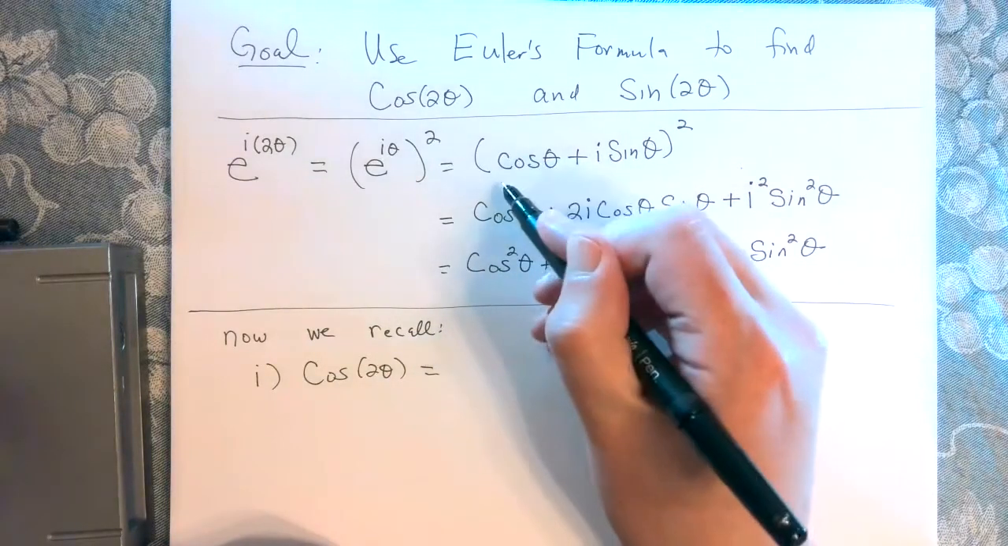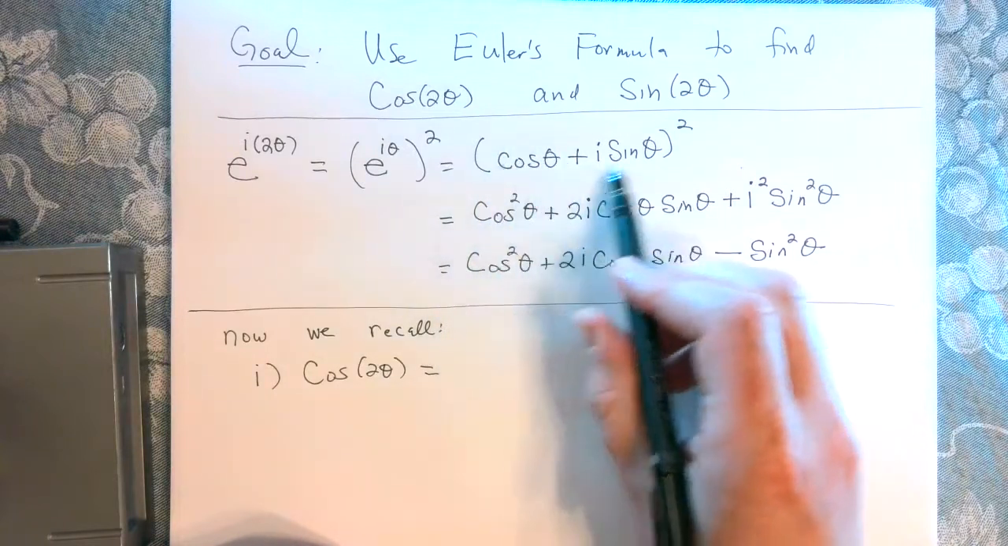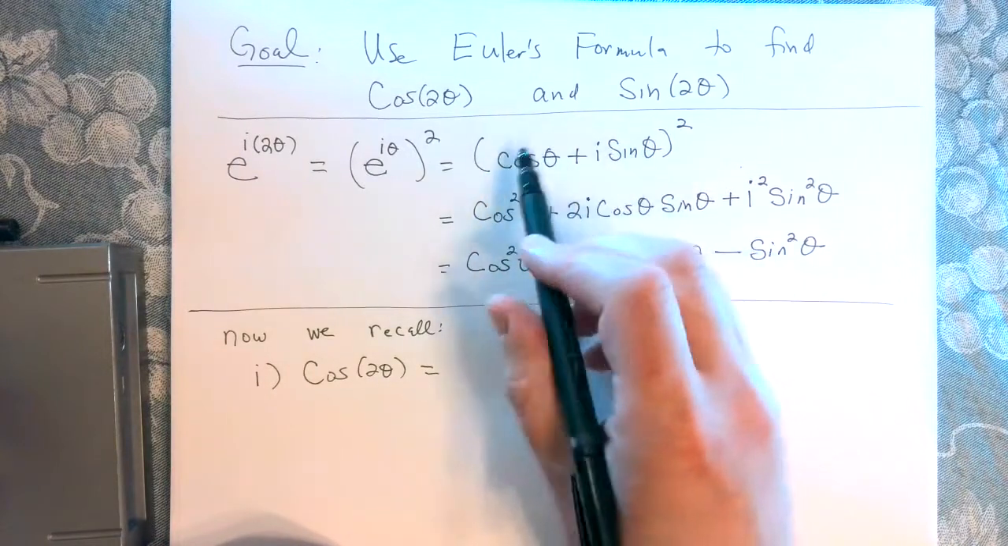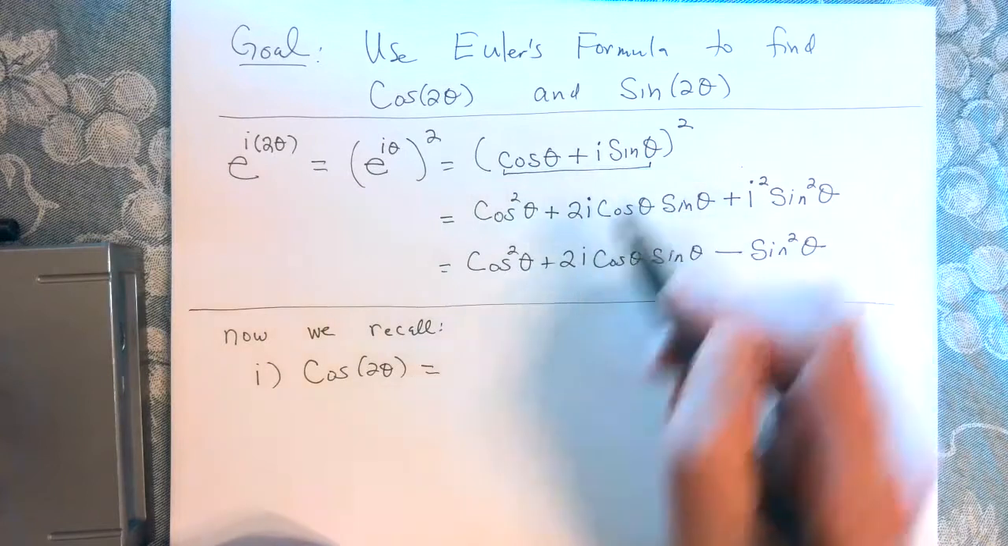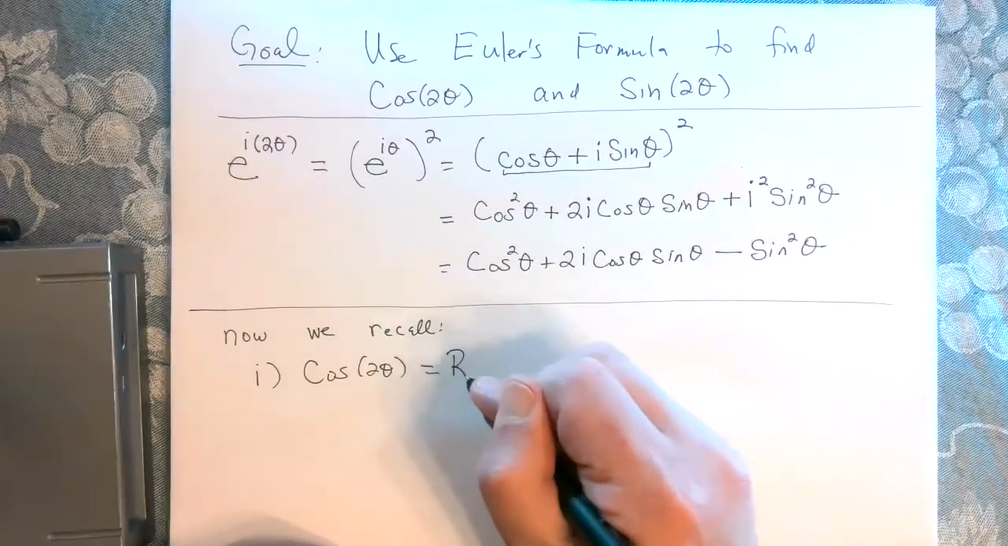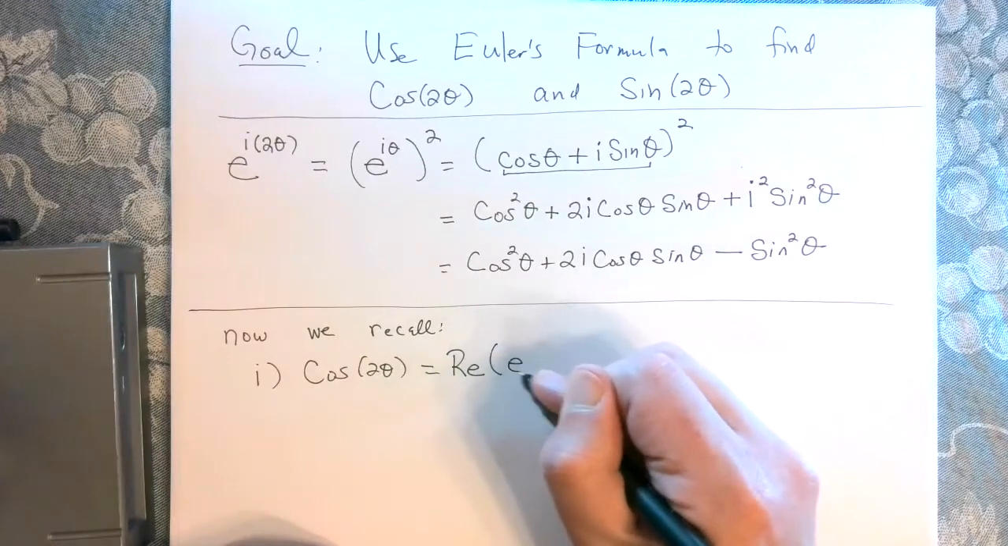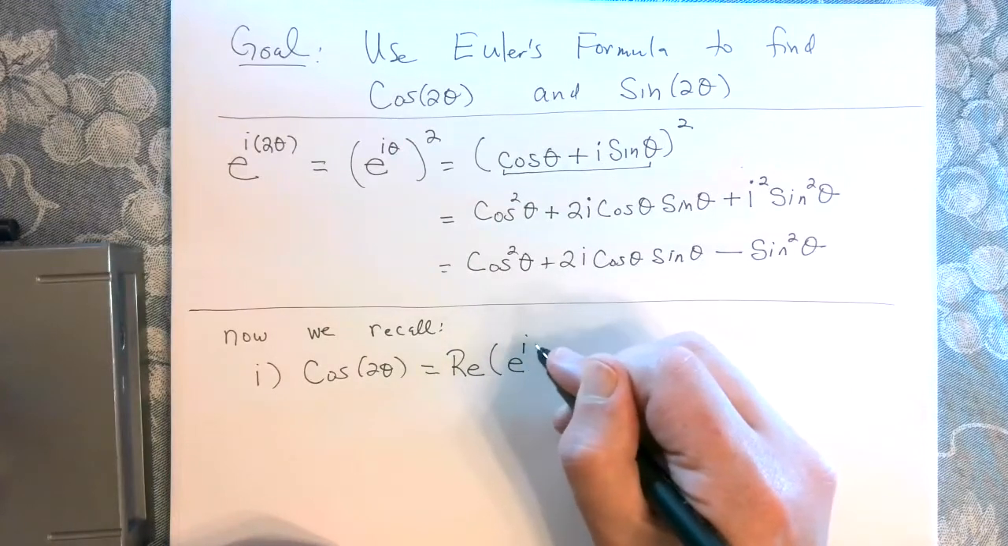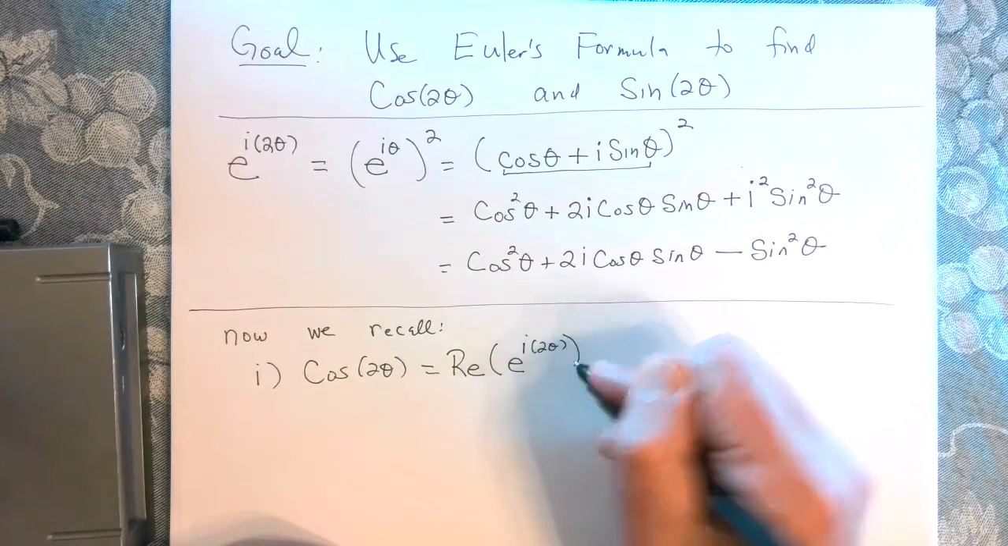So if I look here, is cosine the real or the imaginary part? Well, it's not attached to the i, right? So I'm looking inside of here. Well, it's not attached to i, so cosine is the real part. So this will be the real part of e to the i 2 theta.